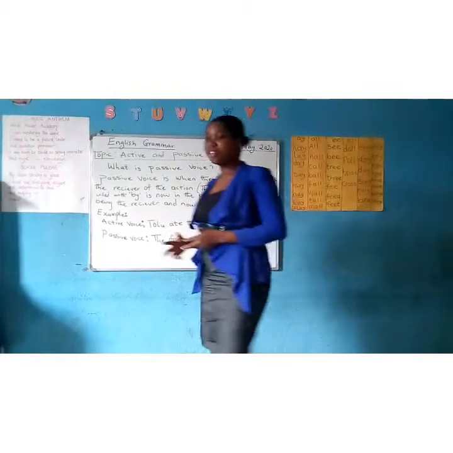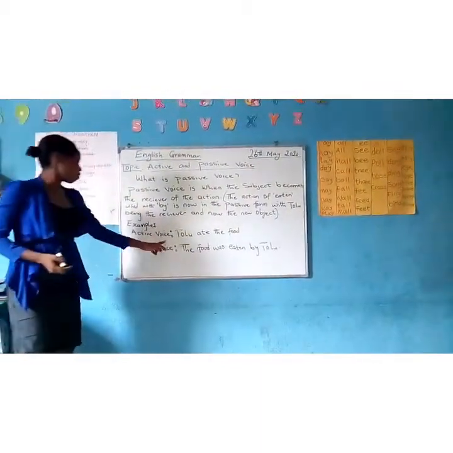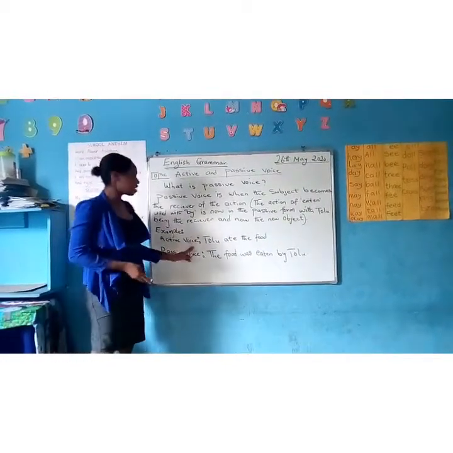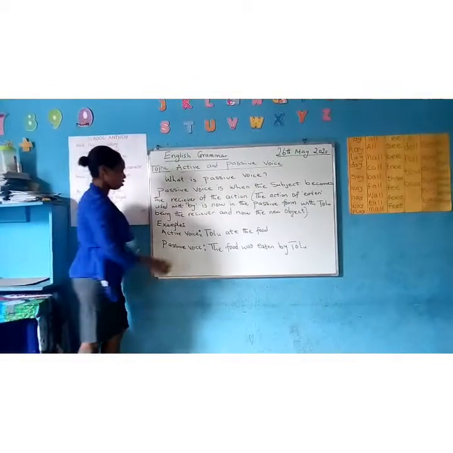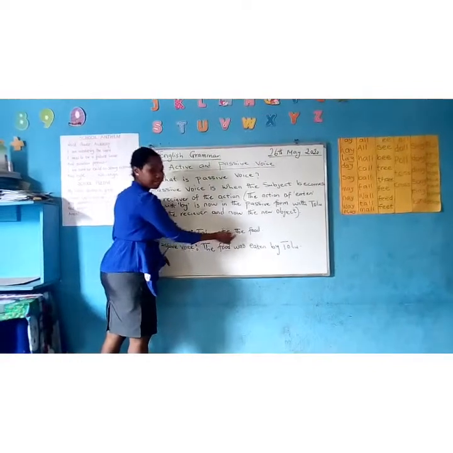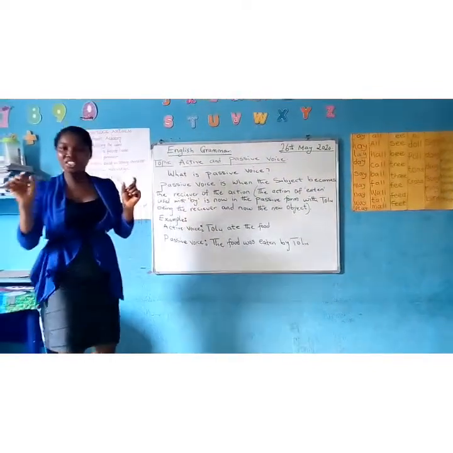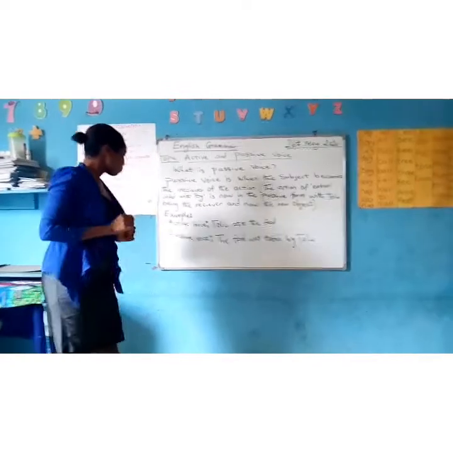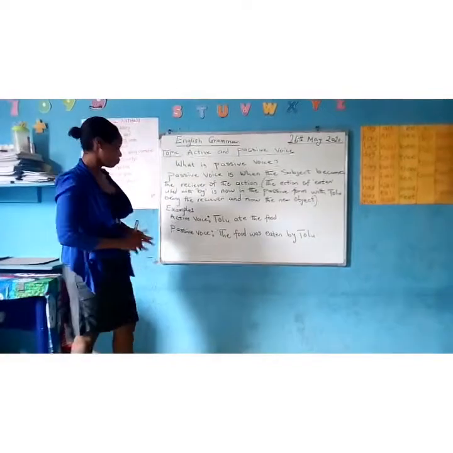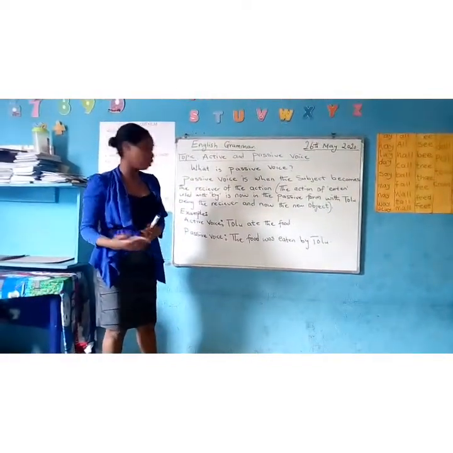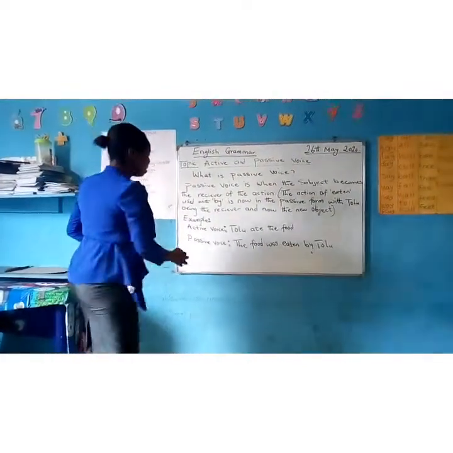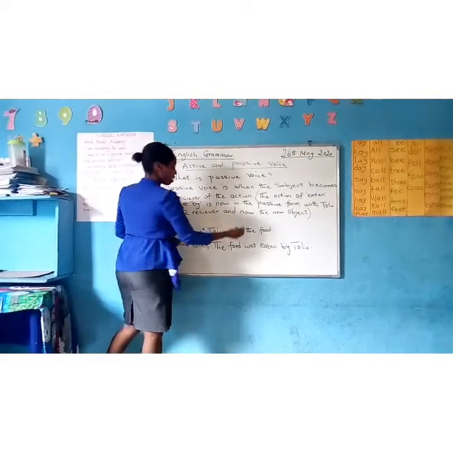I have an example on the board here. An active voice, passive voice. Under the active voice, I have a simple sentence. Tolu ate the food. Remember the definition of active voice. Tolu ate the food. Tolu is the subject. Ate is the action, which is the verb, and the food is the object. Tolu is the one performing the action here.